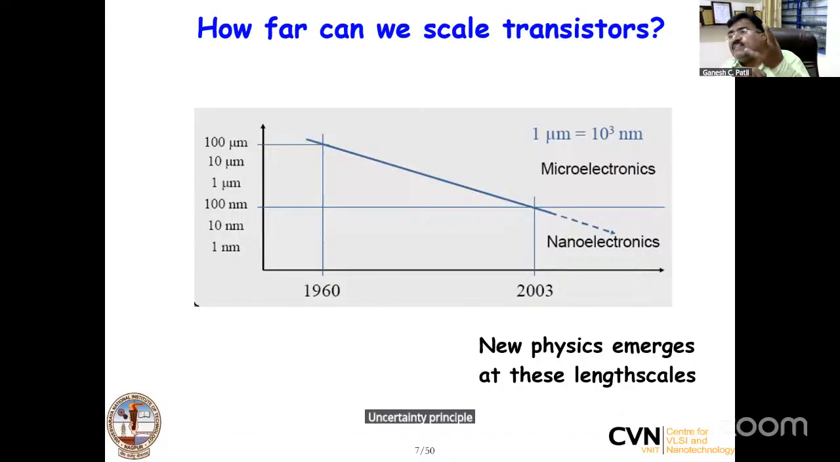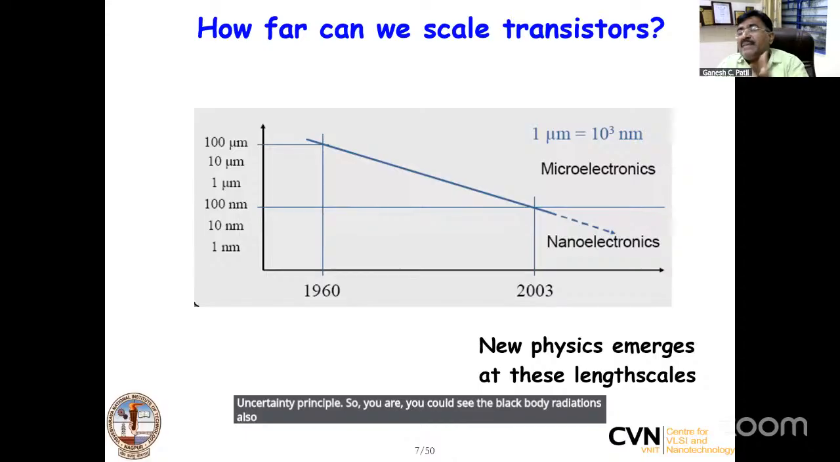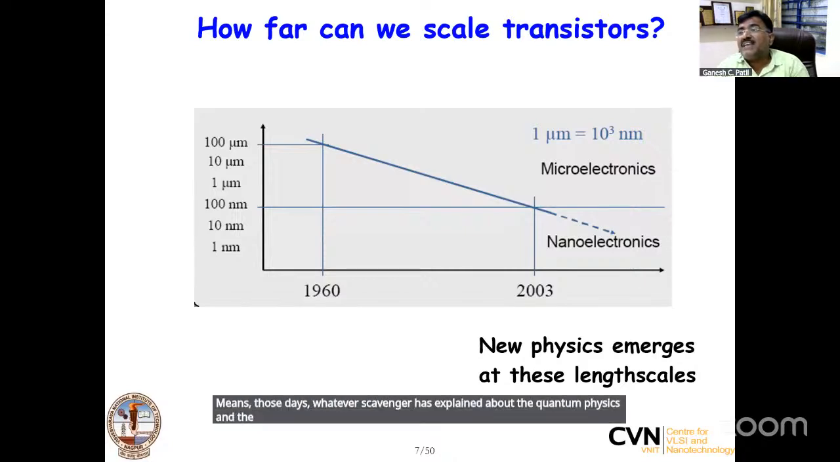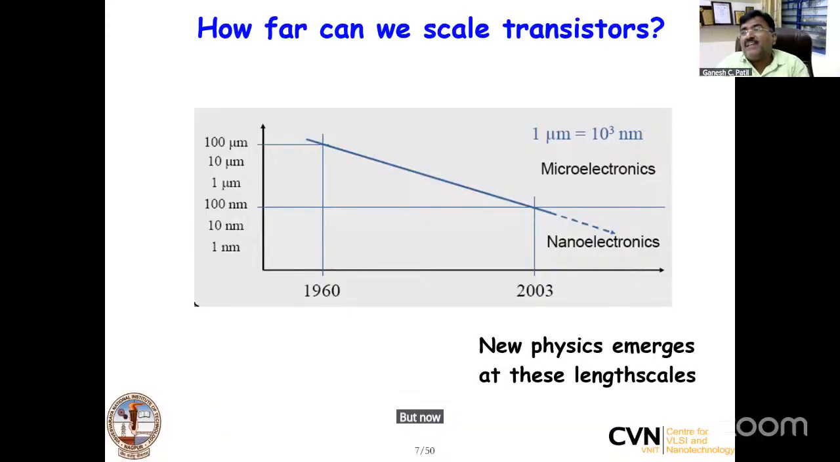So you could see the black body radiation also. If you take a metal like iron and heat it, you could see a reddish color on the metal. That effect is the black body radiation. Those days, whatever Schrödinger explained about quantum physics and quantum mechanics was worthwhile physics. But today we have to use this physics that Schrödinger gave us.